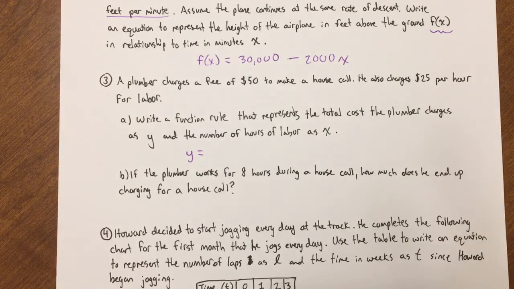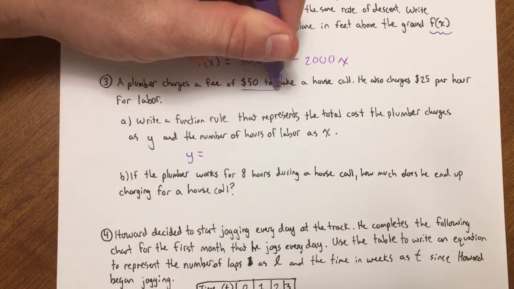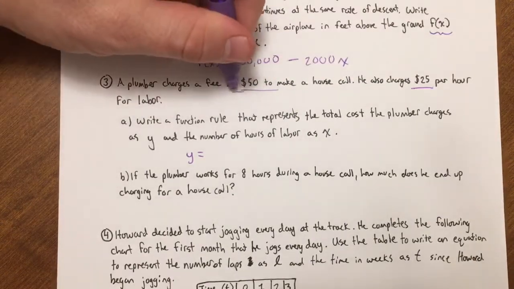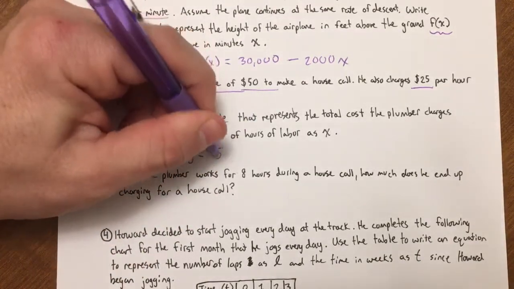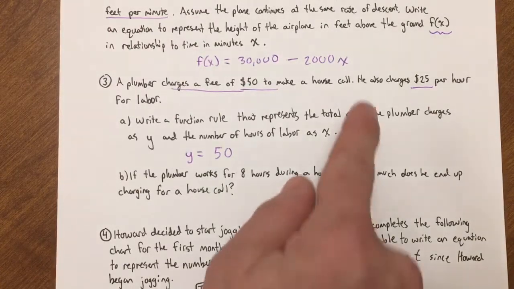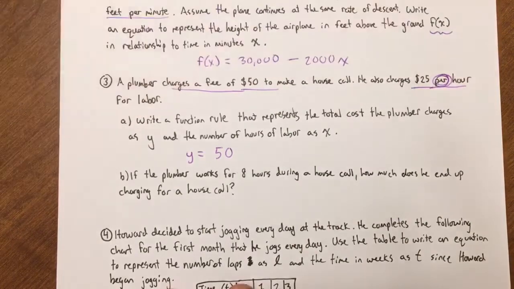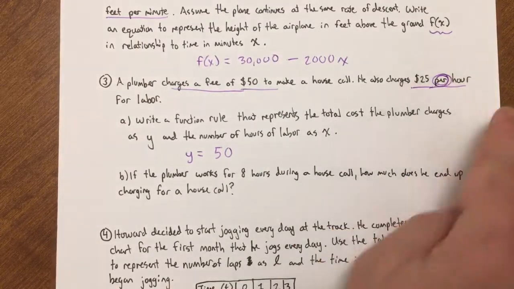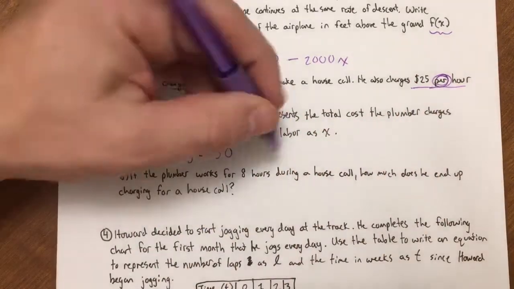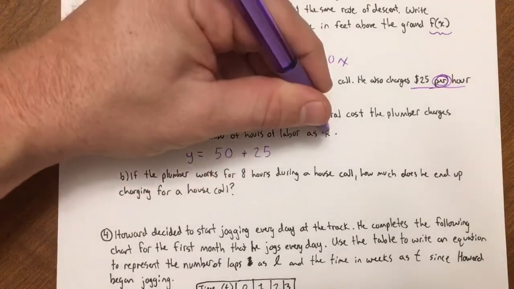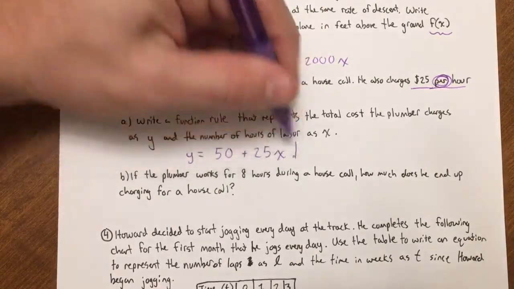So let's think about how we're going to structure this. First we need to make sure we identify our measurements in this problem. It looks like we have an initial charge of $50. So that's our initial amount. And then he charges $25 per hour. Oh, we see that word per again right there. So that's indicating a rate of change. And he's charging an extra amount, so plus $25 per hour, where we're treating x as our variable. So there is our answer for part A.